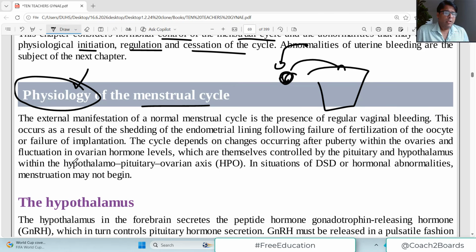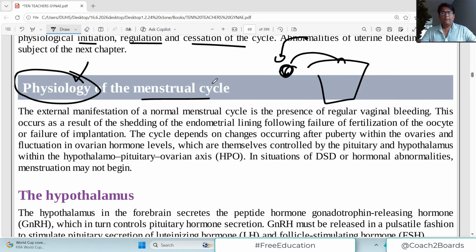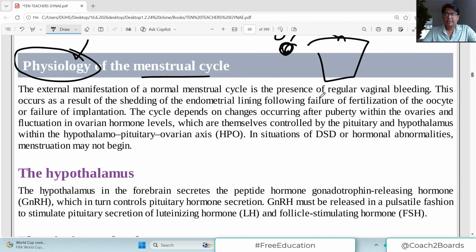So external manifestation of a normal menstrual cycle is the presence of regular vaginal bleeding. So if you ask a layman, if you ask somebody who does not know physiology or medicine, उनसे आप पूछेंगे what is menstrual cycle, so what they see is what they explain is the menstrual cycle. They see menstrual cycle as vaginal bleeding, and this is what to them is menstrual cycle. However, this bleeding is the last step, is the last phase of the menstrual cycle, and this occurs as a result of shedding of the endometrial lining.